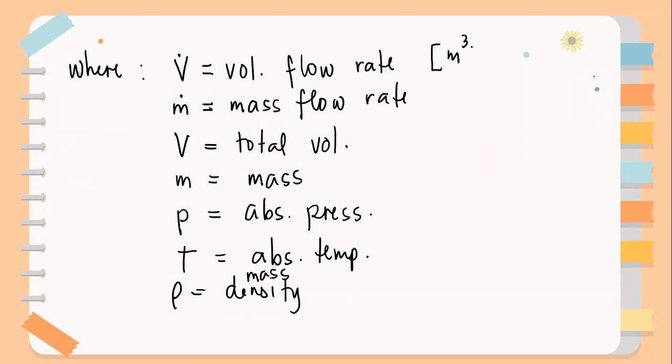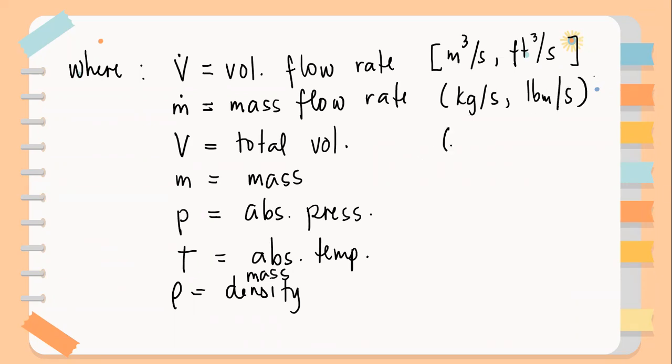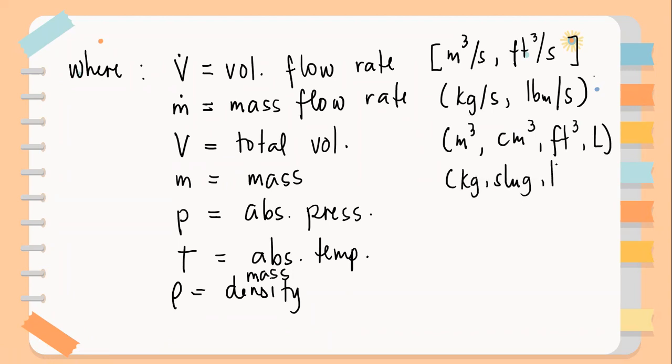Then, remember that the unit for the volume flow rate is cubic meter per second, cubic feet per second. For the mass flow rate, we have kilogram per second, pound mass per second. For volume, of course, you know the units: cubic meter, cubic feet, cubic centimeter, liter. For mass, kilogram, slug, pound mass.